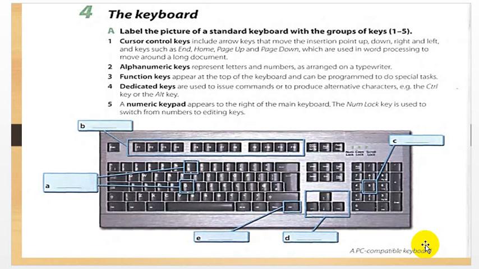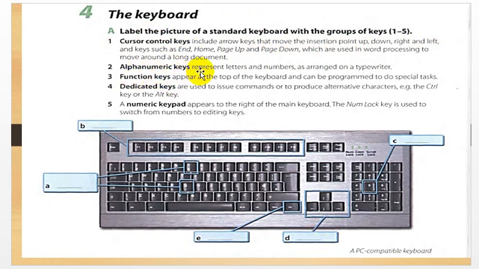Here, as I mentioned in the first slide, we will talk about the keyboard and alphabet keys. Here is the section where we are going to talk about the keyboards. Label the picture of the standard keyboard with the groups of keys 1 up to 5. For example, cursor control keys. Which one is the cursor control keys? They include arrow keys that move the insertion point up, down, right, and left. Here, this is the cursor key.